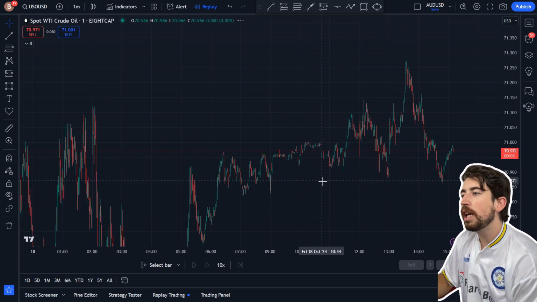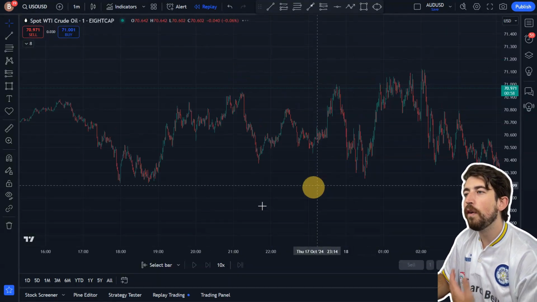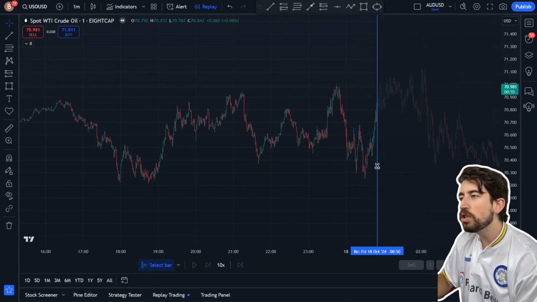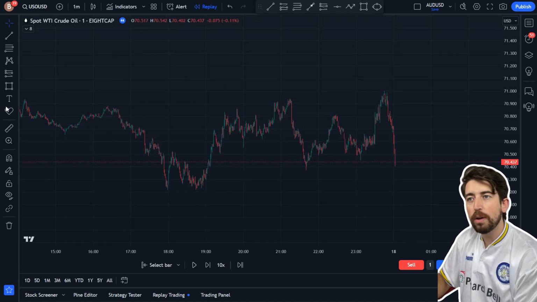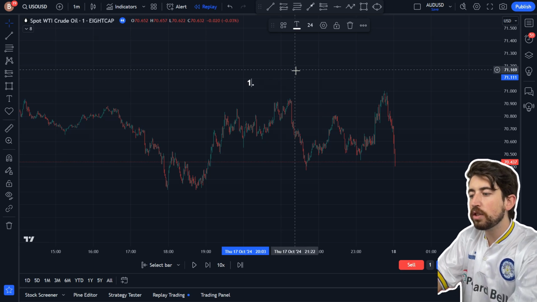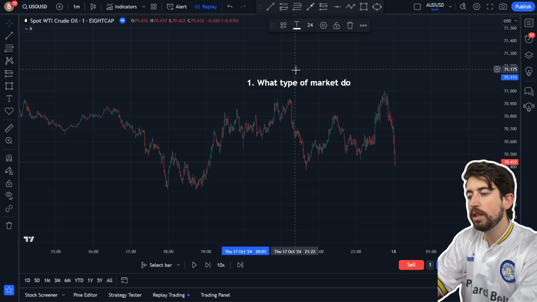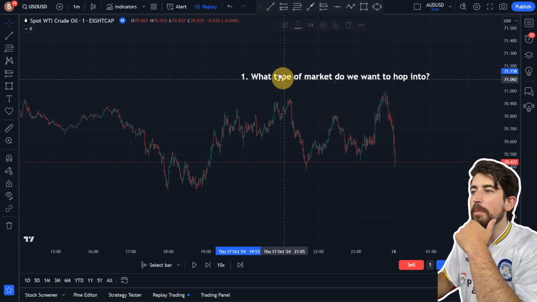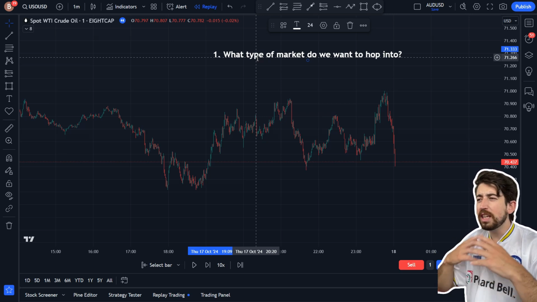So if I'm looking at the charts, I want to enter an area that's going to make a lot of sense for us. And there's nothing that makes more sense to hop into, especially if I go over here, than a range-bound market. So the first question that we always ask ourselves when we are hopping into the markets is, what type of market do we want to hop into? Right? What do I mean by what type of market? Because this could mean, do you mean Forex, futures, this? No, I mean the market structure. What's going on? What's actually happening here in the charts?